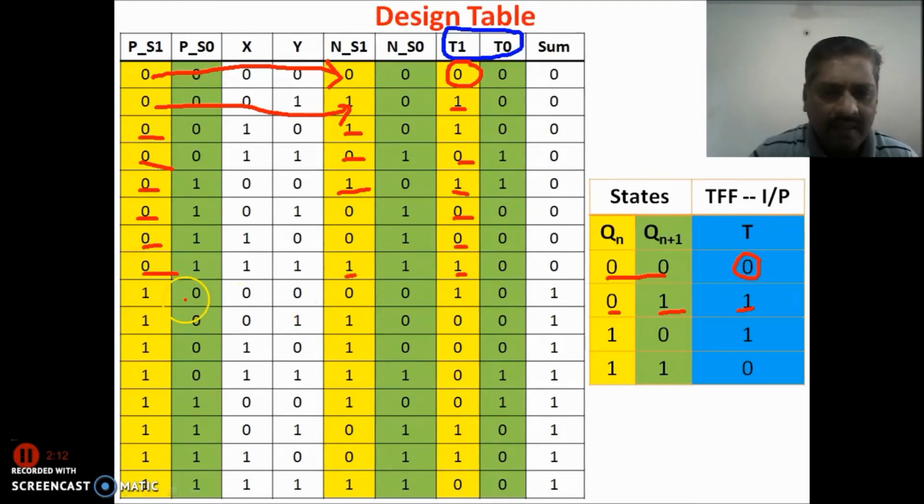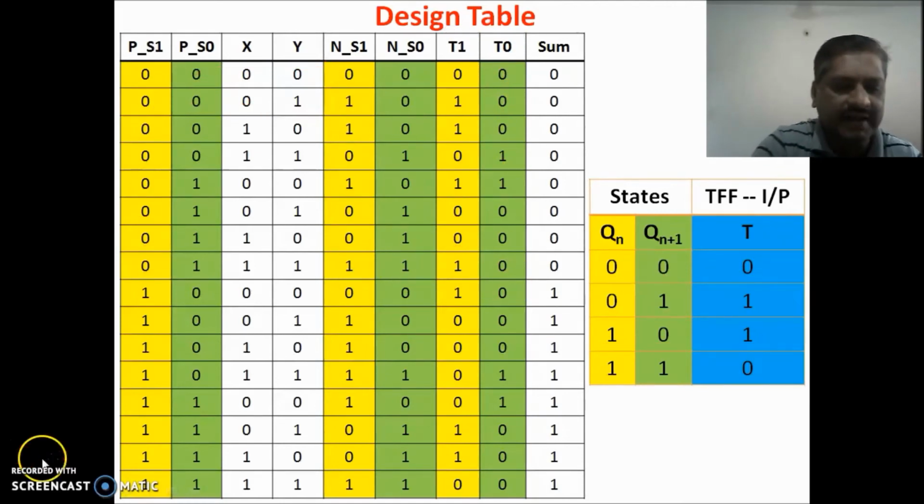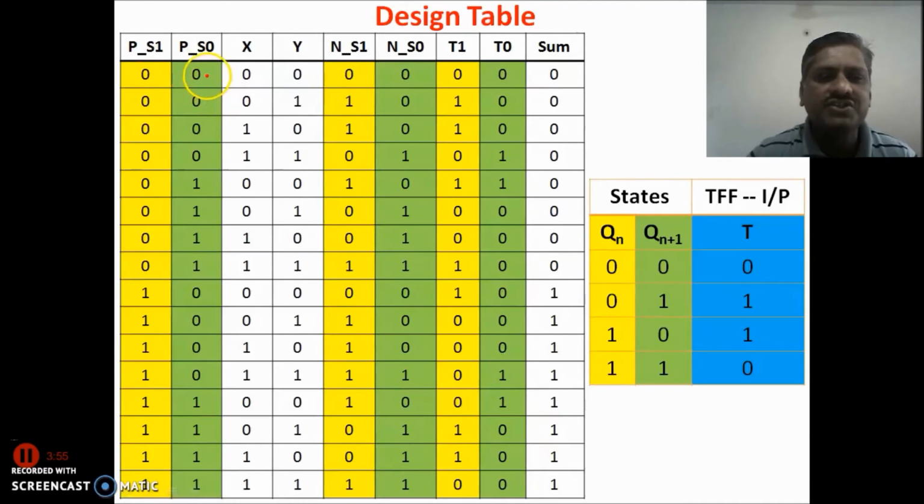Then here the present state is 1 and the next state is 0, so the input applied should be 1. Again present state is 1 and next state is 0, and the input applied is again 1, and so on. We have prepared for this. Similarly, present state 0 and next state 0.